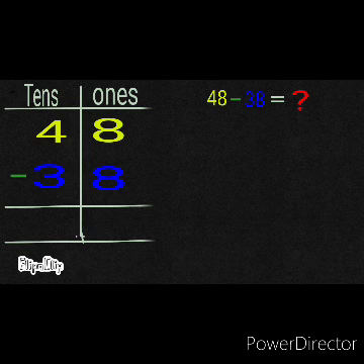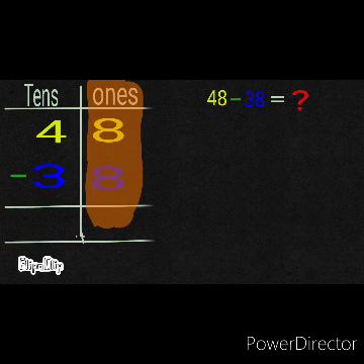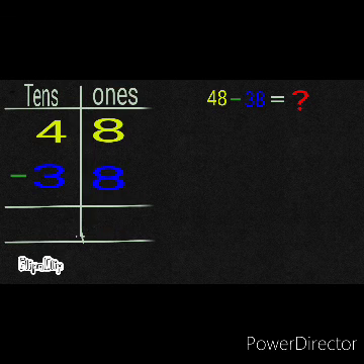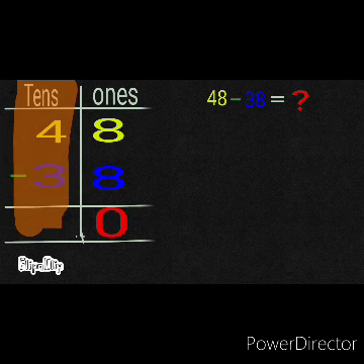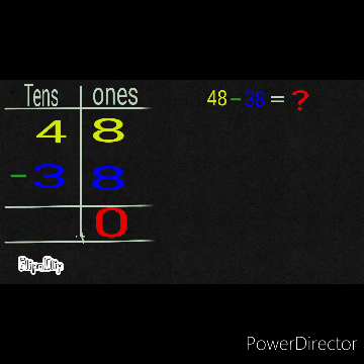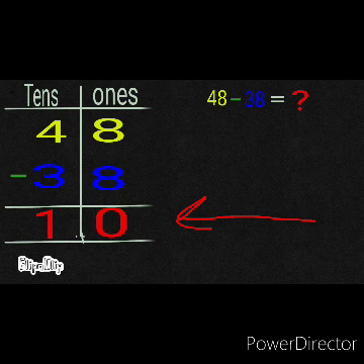We always begin in the ones column, so 8 minus 8 is 0. Any number taken away from itself is 0. But we're not through as yet. We need the tens column. So 4 minus 3 equals 1. The answer is 10. 10 is the difference.